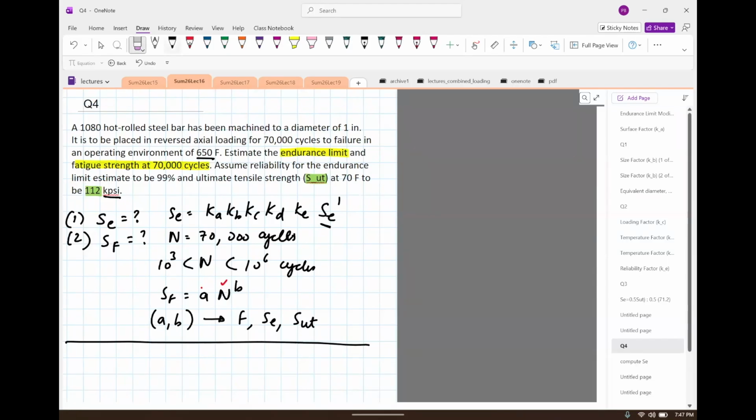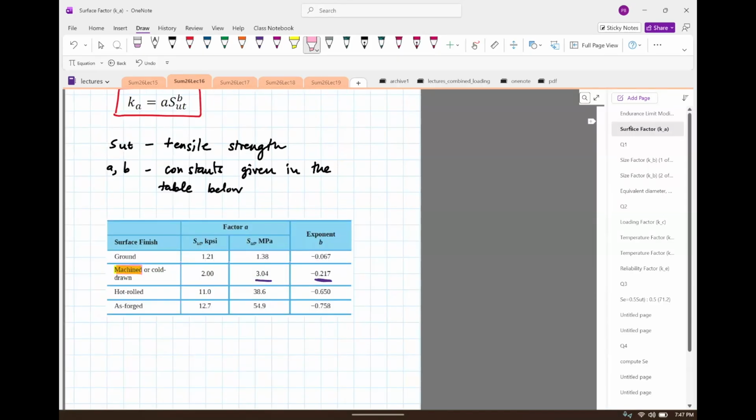It's hot rolled. Hot rolled steel bar has been machined to. So what's the difference? Cold drawn, hot rolled. It's hot rolled and then machined. There's some ambiguity of which one to use, so I'll go with the hot rolled.